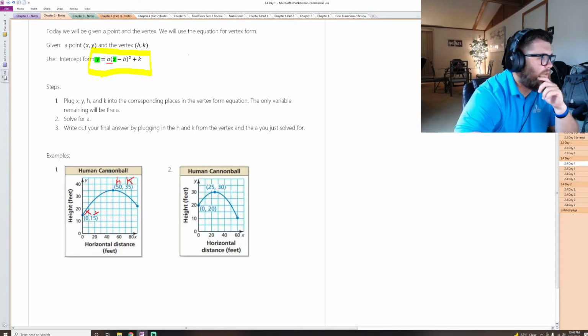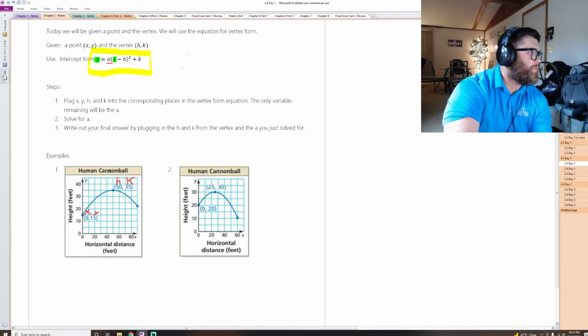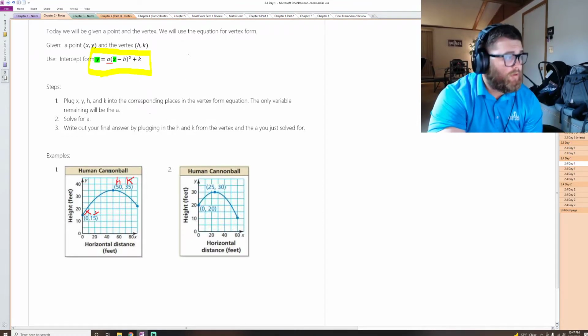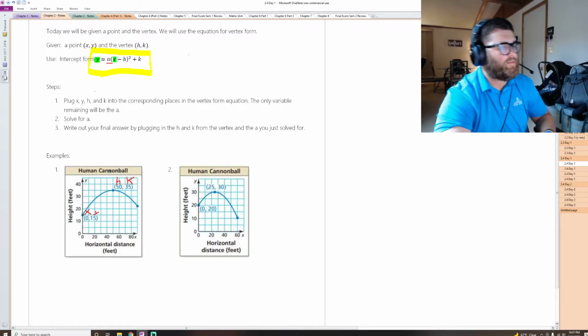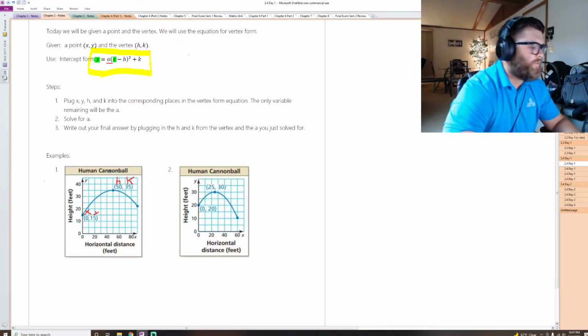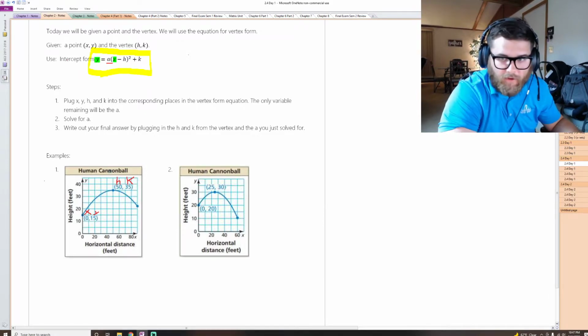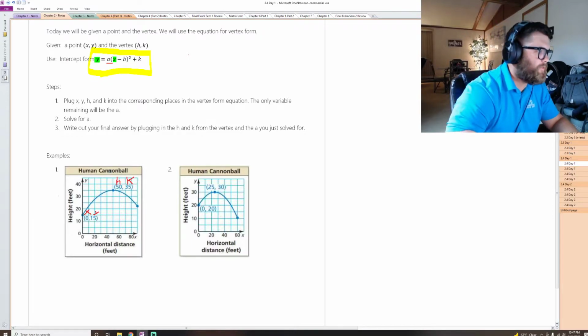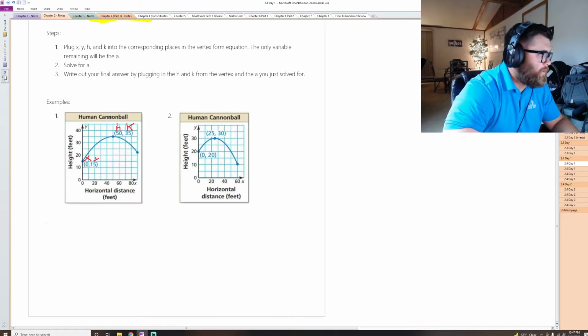So we want to plug x, y, and h, k into the corresponding places in the vertex form of the equation. The only variable remaining will be the a. The second step, solve for a. Third step, write out your final answer by plugging in the h and k you get from the vertex and the a you just solved for. The final answer is still going to have y and x, because you need them to have an equation. So let's do step number 1: plug x, y, and h and k in.